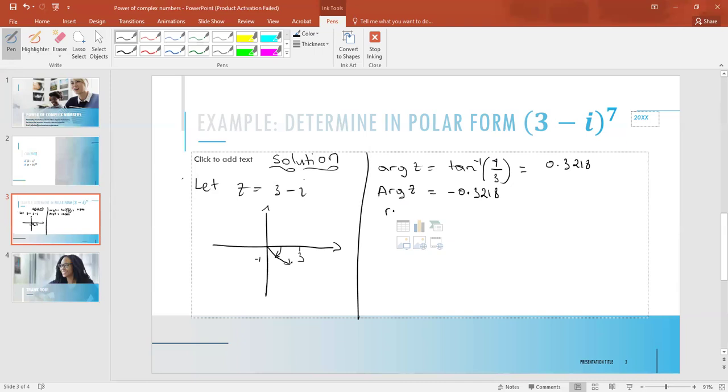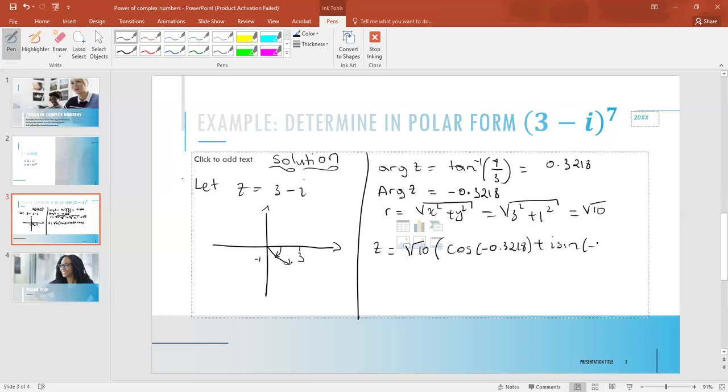What next? We now need to calculate the magnitude of this complex number. Remember, the square root of x squared plus y squared. This gives us the square root of 3 squared plus 1 squared, so we're going to have the square root of 10. Now that we have this complex number written in polar form, we have the square root of 10 times cosine of minus 0.3218 plus i sine of minus 0.3218.